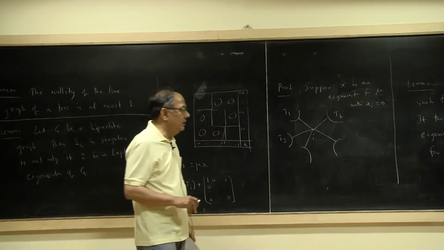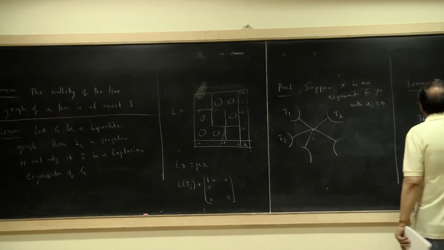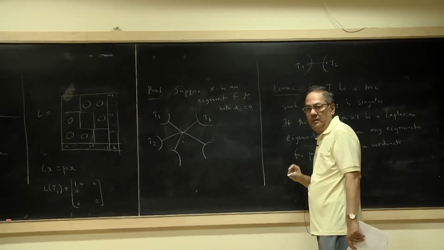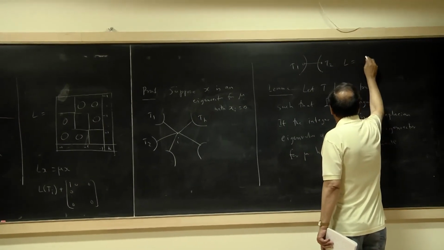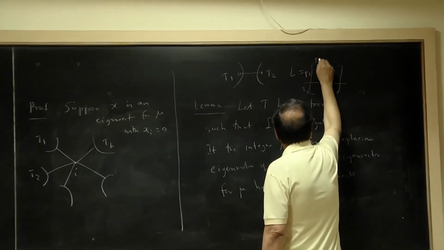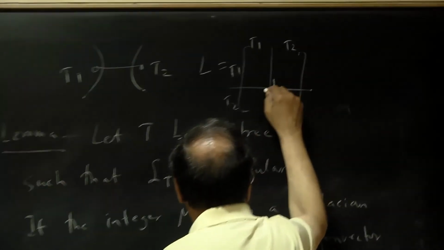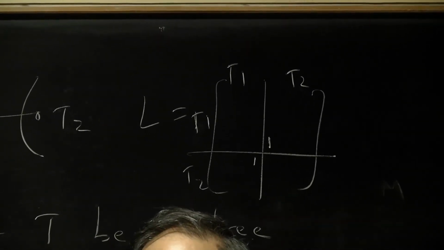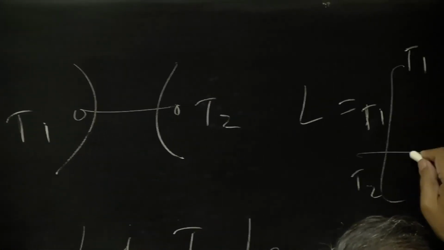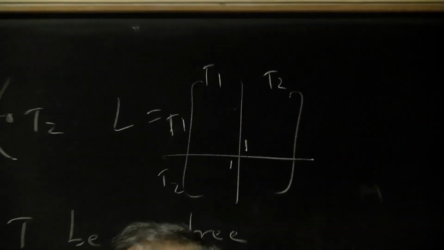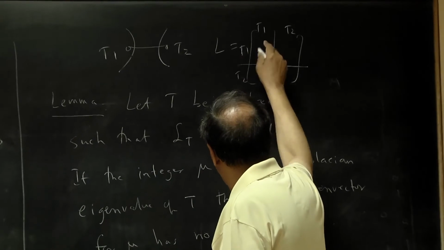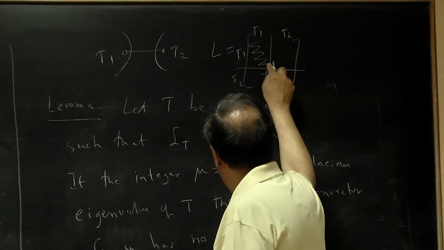I said that if you take the Laplacian of a tree and take a cut, take any edge, and these are the edges T1 and T2, then the Laplacian can be partitioned according to T1, T2. And in this part, there is a 1 here, and everything else is 0, because anything here and anything here are not adjacent except for this. Which means that this submatrix is actually the Laplacian of T1, where this is minus 1 because it's a Laplacian. So this matrix is the Laplacian of T1 with a 1 added.